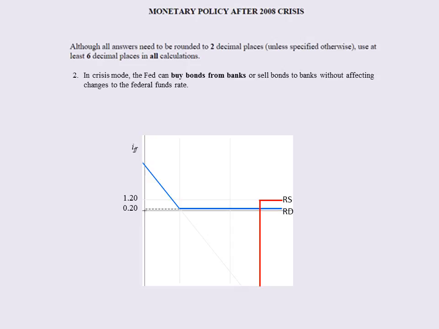In crisis mode, the Fed can buy bonds from banks without affecting changes to the federal funds rate. Or it can sell bonds to banks without affecting changes to the federal funds rate. When the quantity of reserves changes, given a value for the money multiplier, the quantity of money in the market for money changes, which would affect the nominal rate of interest.